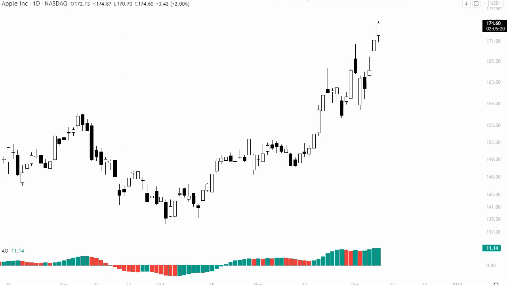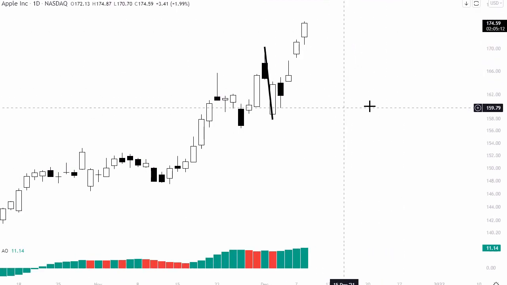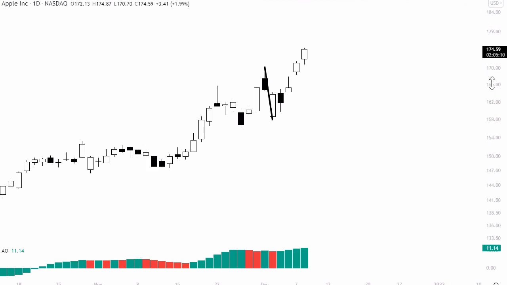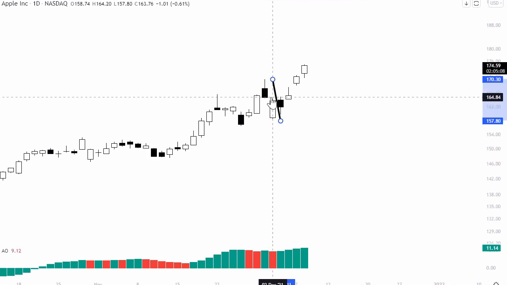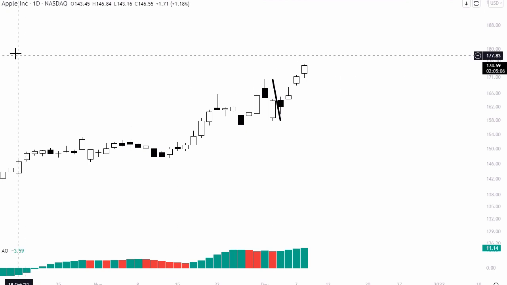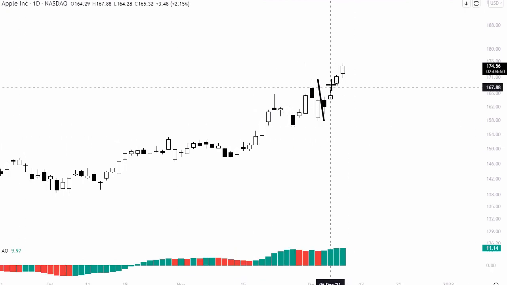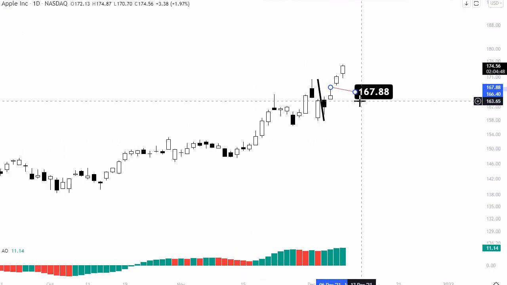If you happen to miss this one, this move down here, you can see this is a swing you can draw. You have this move down here. That is this very aggressive move here, right to there. Close above, it's green. So we were looking at a long above 167.88.